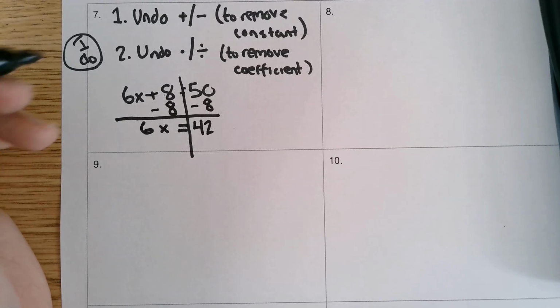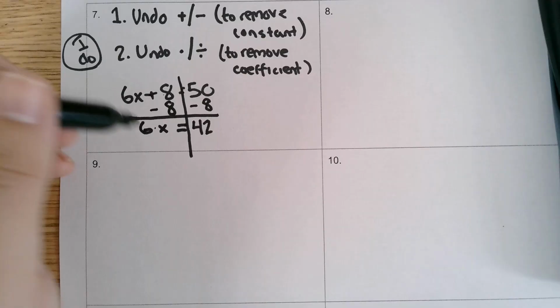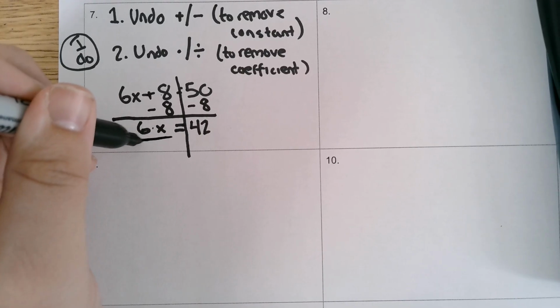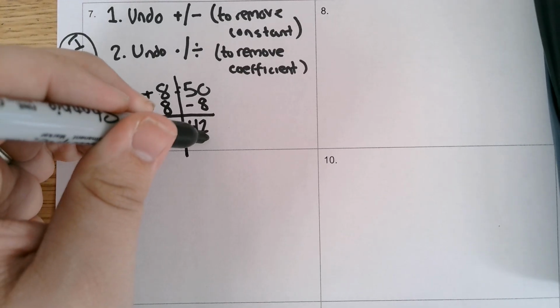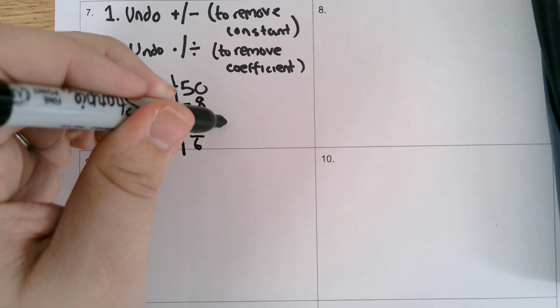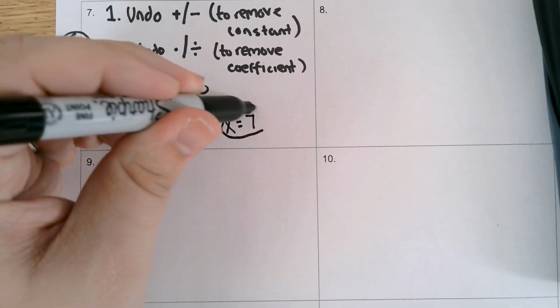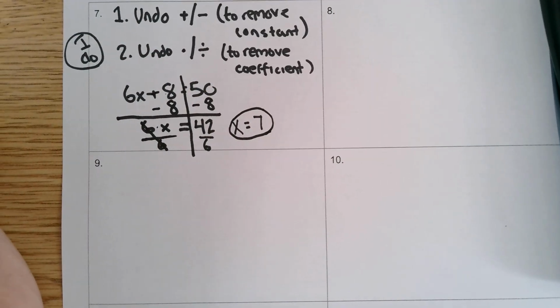Now I got to get rid of the coefficient. This is being multiplied together. 6x is 6 times x, so we have to do the opposite of multiplication, which is divide. That cancels out. You get x equals 42 divided by 6 is 7.